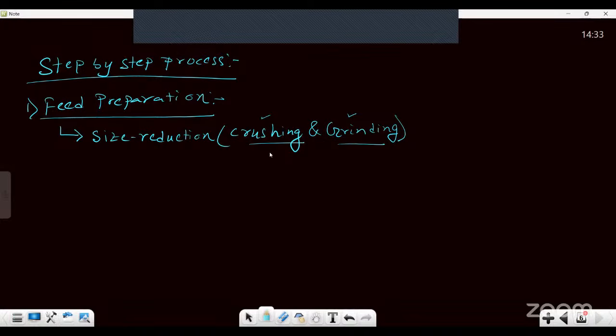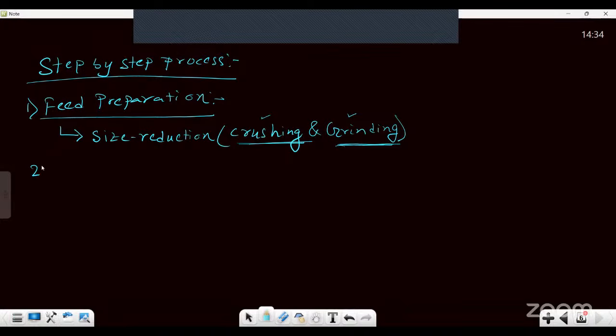Now, can you recollect what machines we discussed that are employed for crushing, and the machines that are employed for grinding? I am not going to tell this here. I expect you to write it in the comment. So please write in the comment what machines we discussed for crushing and what machines we discussed for grinding. So this was it.